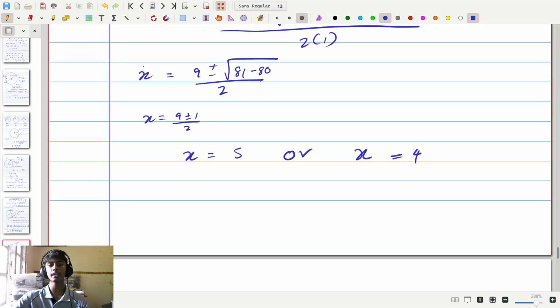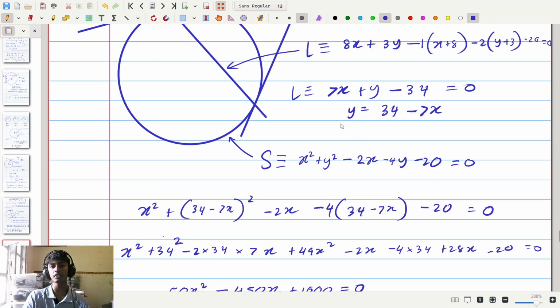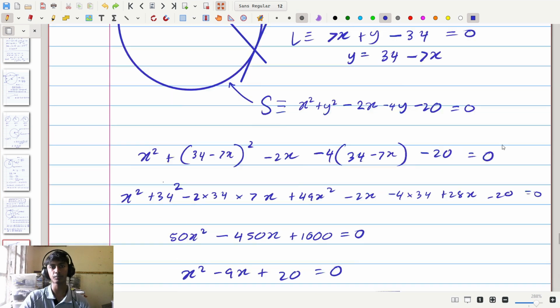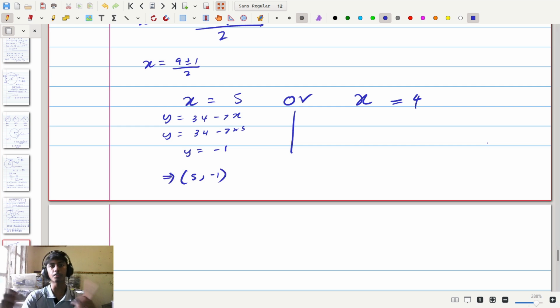Now then, in each of these cases we have corresponding y. We can find the corresponding y's from this expression here. Here we have y equals 34 minus 7x. Copying that down here, what we need to do is y equals 34 minus 7x, which is going to be y equals 34 minus 7 times 5, which is going to be 35. So 34 minus 35, y equals negative 1. So the corresponding coordinate from this is going to be 5, negative 1. This is going to be the coordinate number 1 for our first tangent.